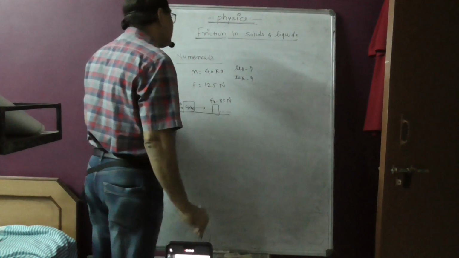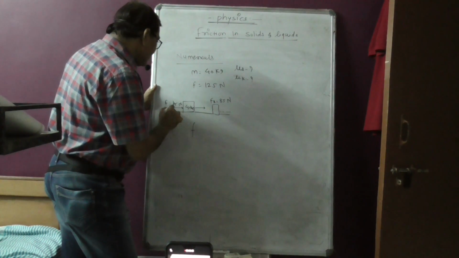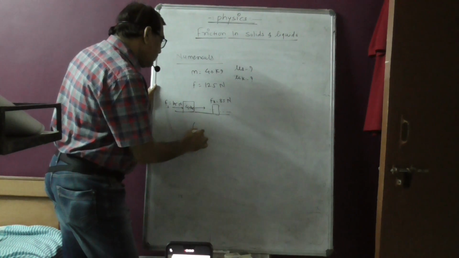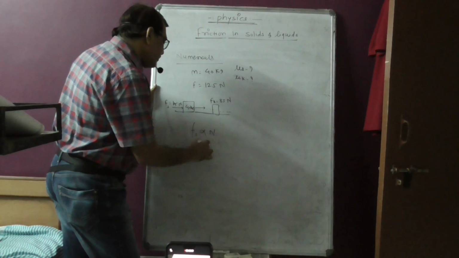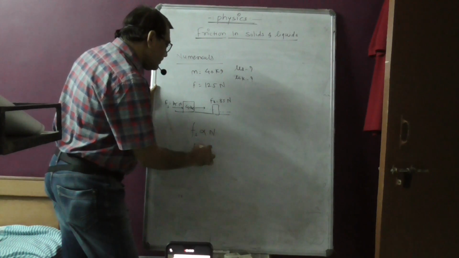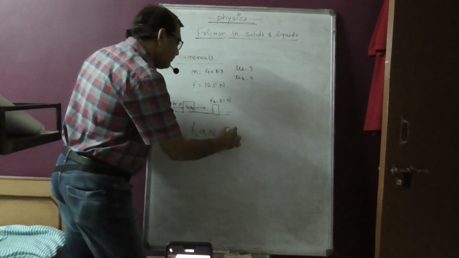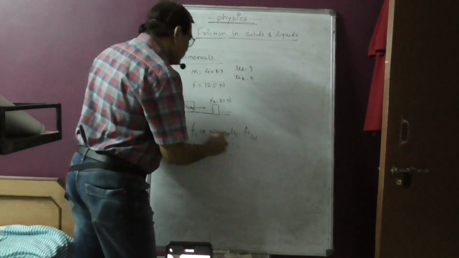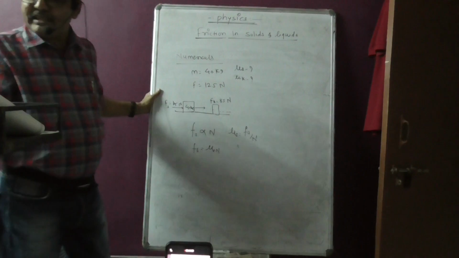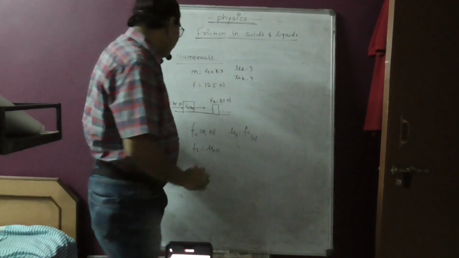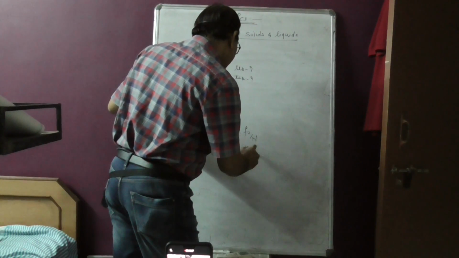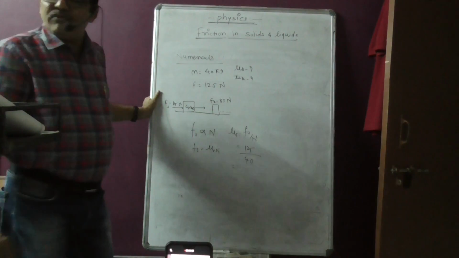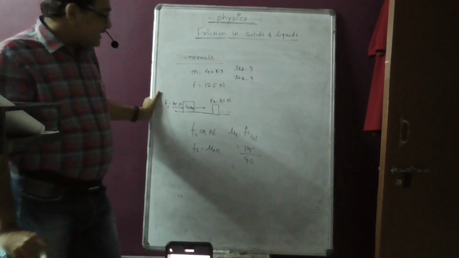Now here, first of all, we know Fs is the static force of friction, and Fk is the kinetic force of friction. And I know Fs is directly proportional to n. Therefore Fs is equal to mu s into n, so mu s is equal to Fs upon n. What is the static force of friction here? 125 Newton. How much is the mass of the block? That is 40 kg.